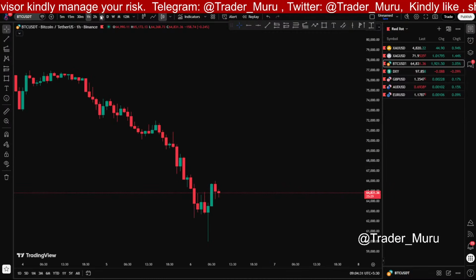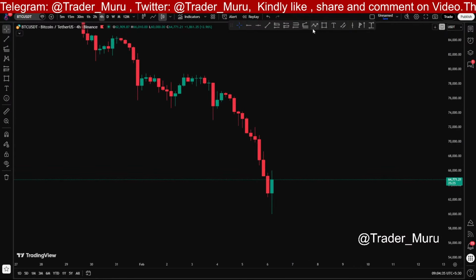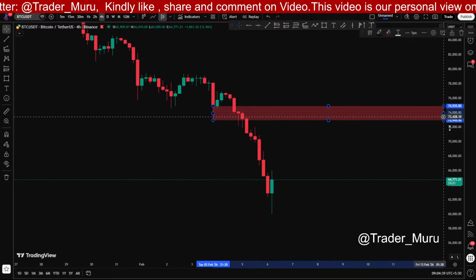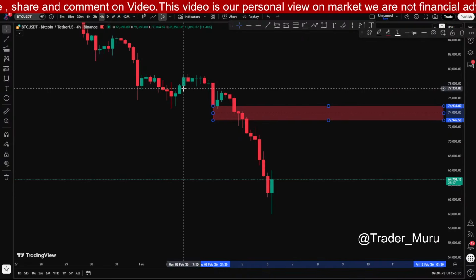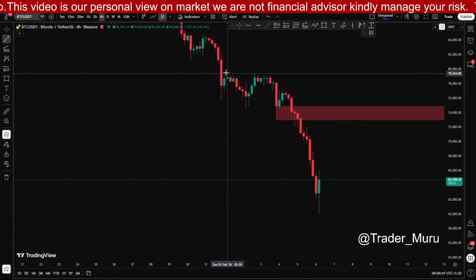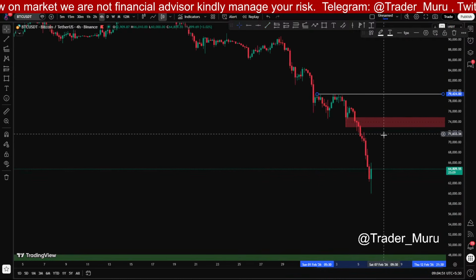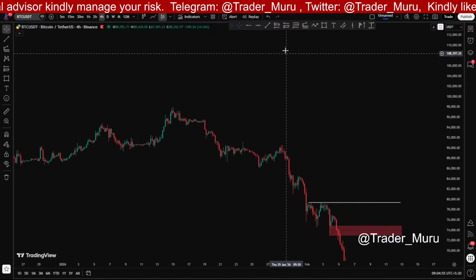BTC is also bearish right now. According to the 4 hour, it can test this zone, 72 to 75, then it can again drop. And a change of character above this high of 80,000 will be a reversal sign for 150k.